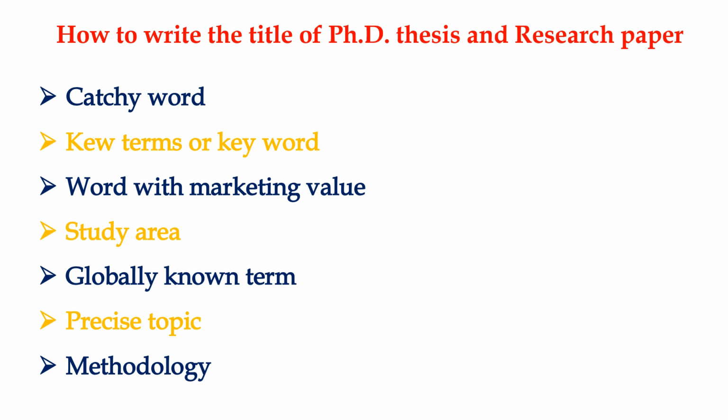And the next point is you need to use key terms or keywords. For every PhD thesis and research paper, there are some keywords or key terms. In the research paper, after the abstract, there are several keywords. So you need to try to use the keywords in the title also, which will be very interesting and very attractive to the audience. This is the second thing. In case of a PhD thesis and in case of a research paper, you can use these key terms or keywords.